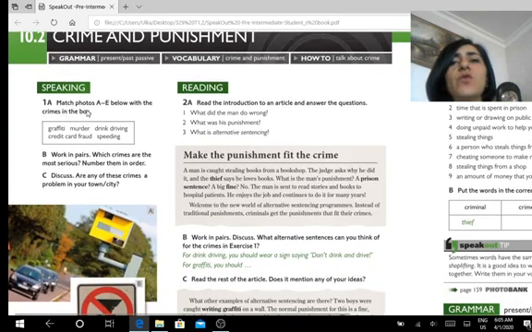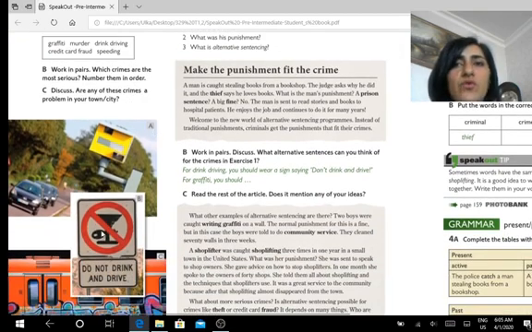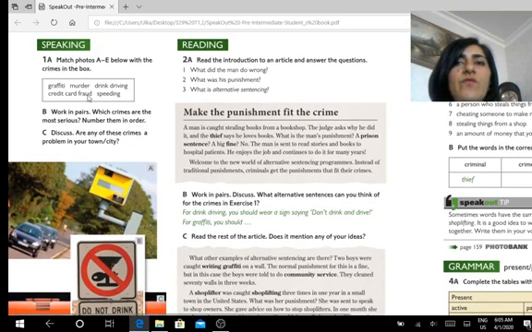First one is to match photos from A to E below with the crimes in the box. So you have crimes here like graffiti. You know what graffiti is? It's like painting on the walls. Murder, killing someone, and things like that. These are easy. So you should match these crime titles with the photos, okay? So take just photo A and place it next to the word you think describes this photo, okay? Then think about these questions for our further discussion.